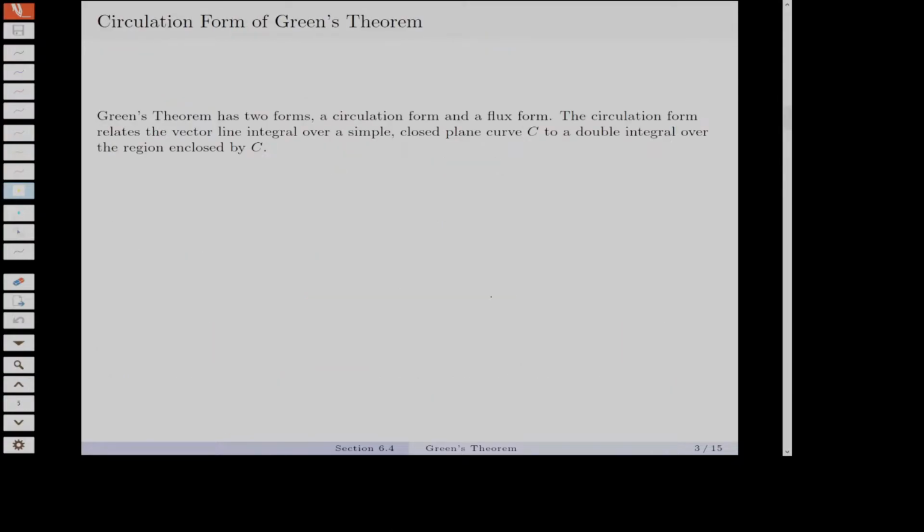Okay, so just to give you a heads up, we're going to have two forms of Green's theorem, a circulation form and a flux form. We're going to start with the circulation form, and we're going to think of that as kind of like the main form that we work with. It's going to relate a double integral over a region to a line integral over a closed curve.